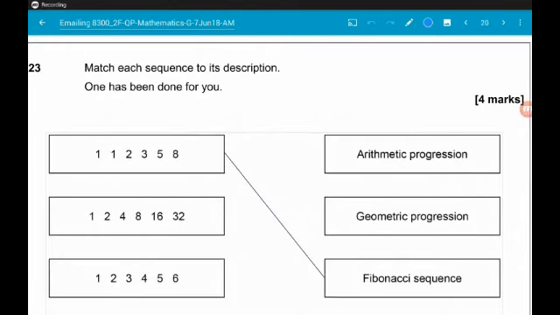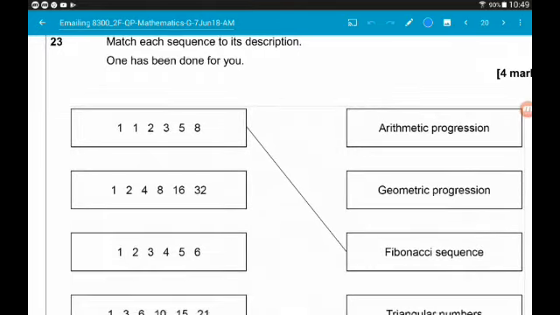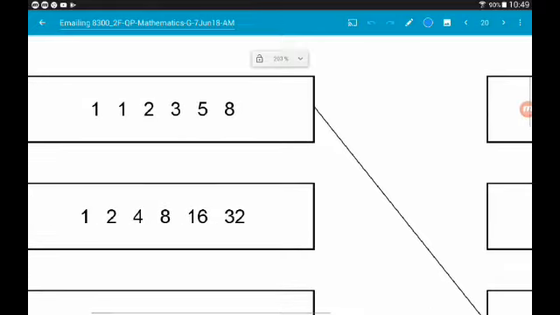Okay, question 23, we want to match up each sequence to its description. The first one's been done for us. 1, 1, 2, 3, 5 is a Fibonacci sequence. We are adding the 2 previous terms to get the next term. So 1 plus 1 is 2, 1 plus 2 is 3, 2 plus 3 is 5, etc. So that is a Fibonacci sequence.